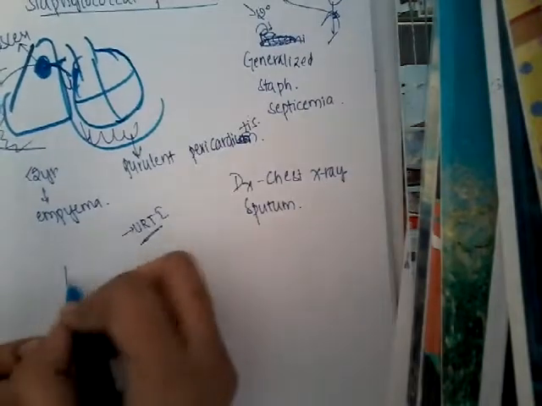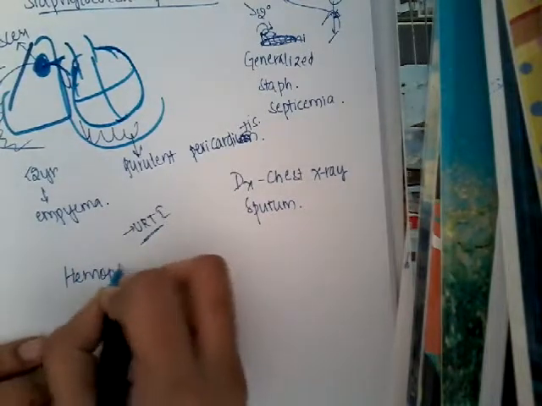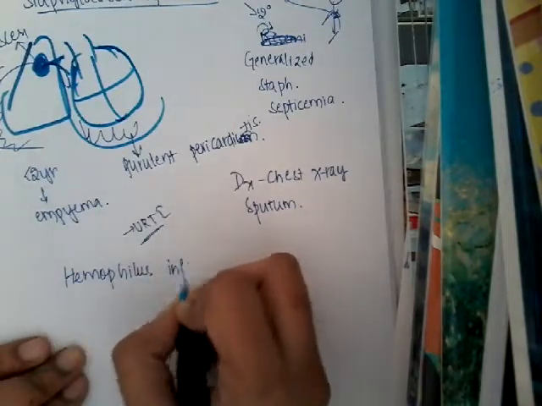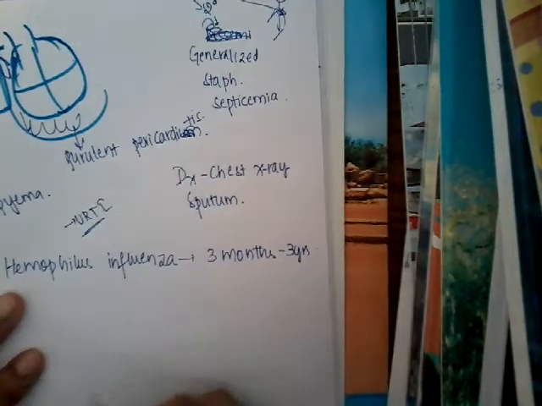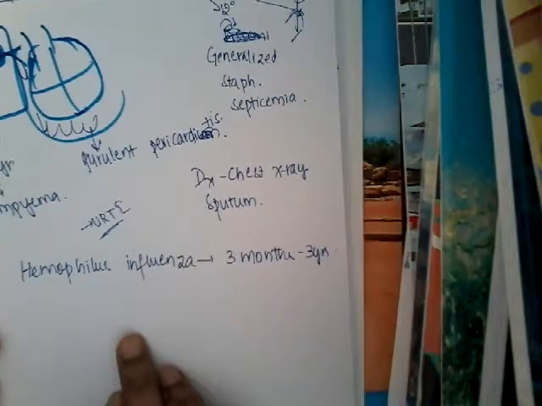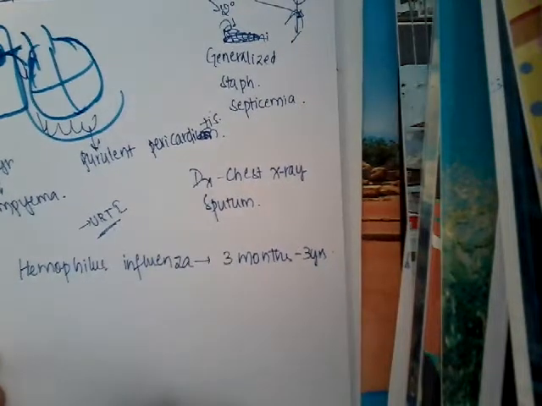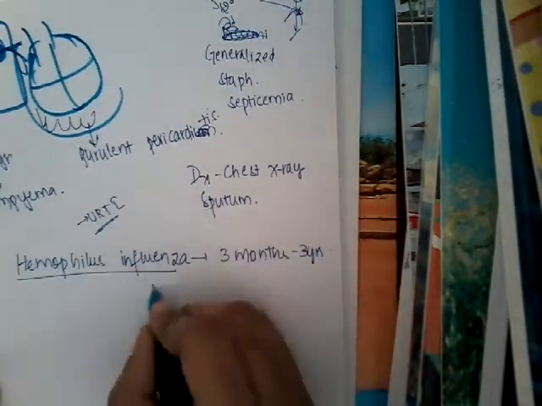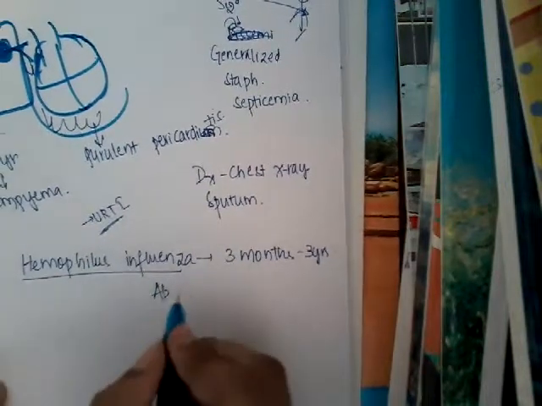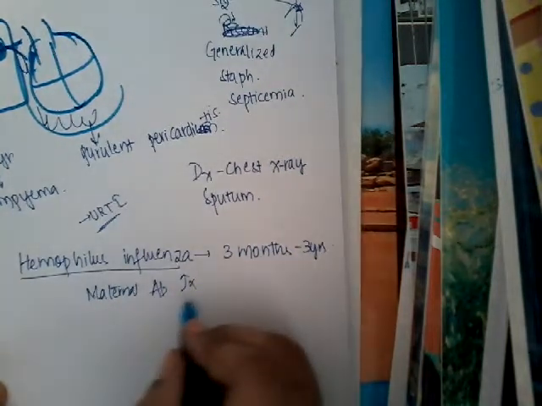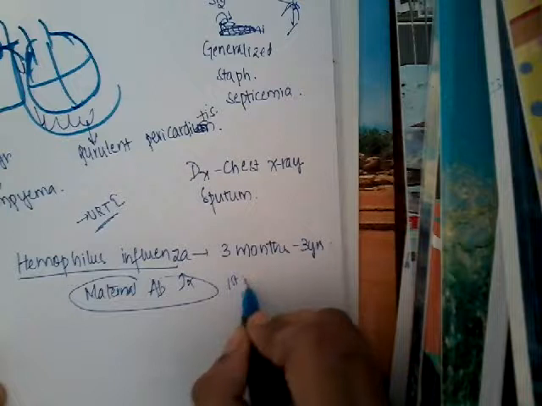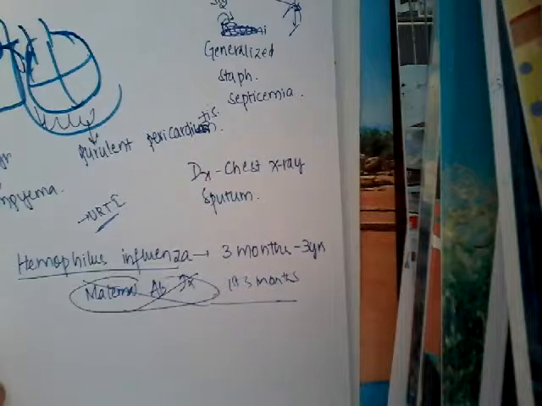The other organism which I would like to discuss is Haemophilus influenzae. It is most common between the age group of 3 months to 3 years. In the first 3 months, the infants generally have antibodies from the mother. So they have maternal antibodies which are protective for Haemophilus influenzae, and as a result, they do not get the infection in the first 3 months.